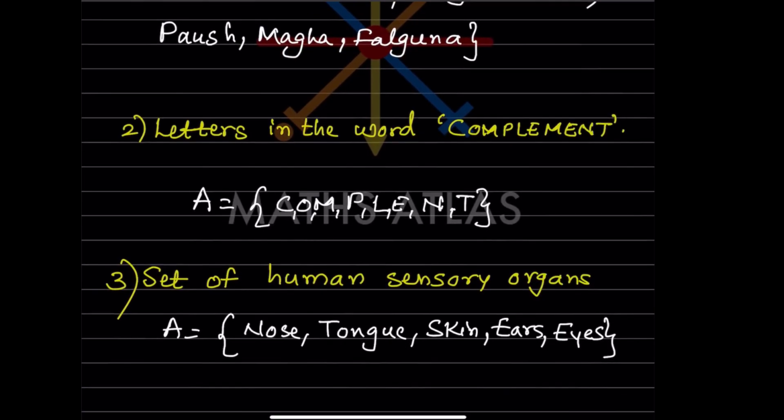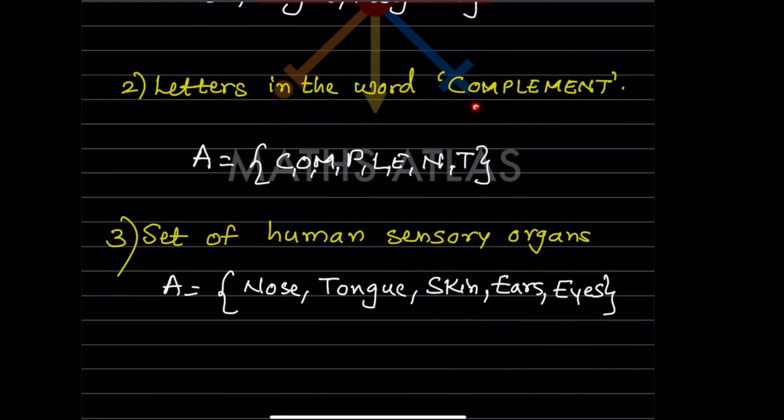Now here, letters in the word COMPLEMENT. As I said, an element should not be repeated. So what you can see is there is E twice and M twice. So you have to write each only once. Now can you see this M is written only once and E is written once. So all these should be separated with commas, and this should be in curly brackets.